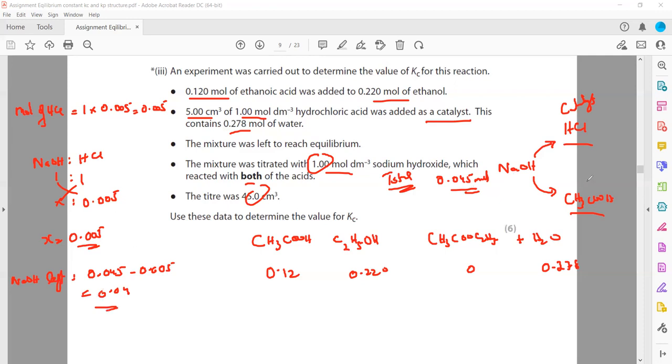And these moles will react with ethanoic acid. When you write an equation, you will find the ratio between them is 1:1. So 0.04 moles reacted with ethanoic acid and 0.005 moles reacted with hydrochloric acid, because the ratio between them is 1:1. These are the total moles of sodium hydroxide. So it means the moles at equilibrium for ethanoic acid were 0.04.